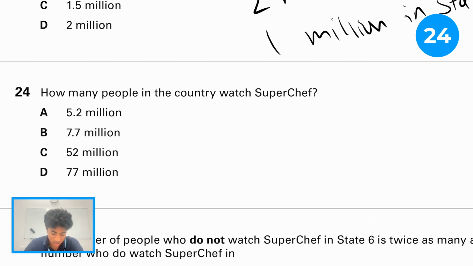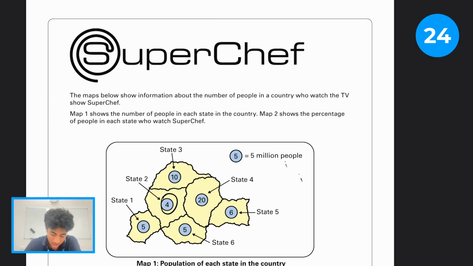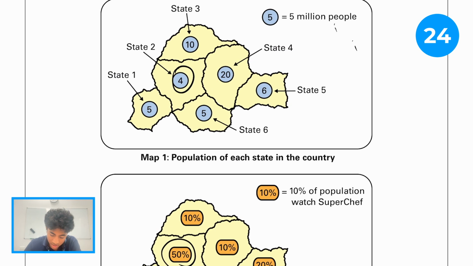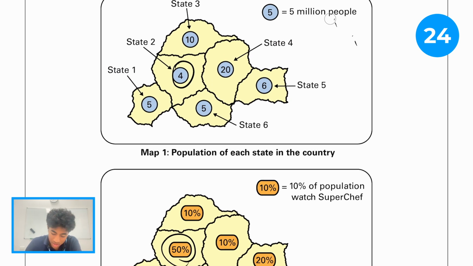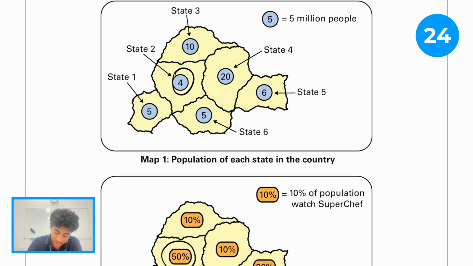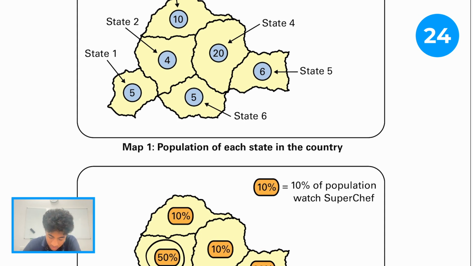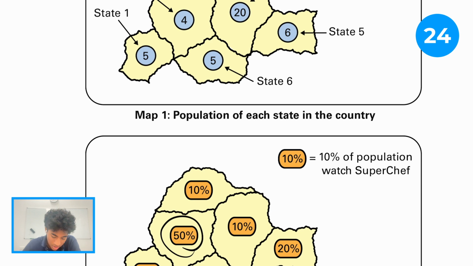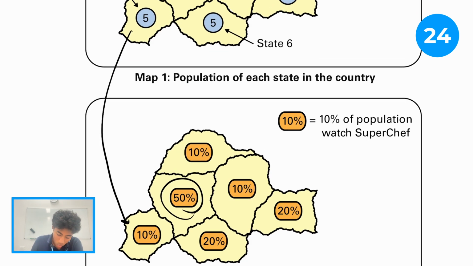So, with question 24, we see there is how many people watch Super Chef in the entire country. That means we need to add up every single state. We need to add up the number of people who watch Super Chef in every single state. Right, let's start off with state 1. State 1 has 5 million people. 10% of state 1, see this area state 1, 10% of state 1 watch Super Chef. That means it's 10% of 5 million. So 0.5 million from state 1.